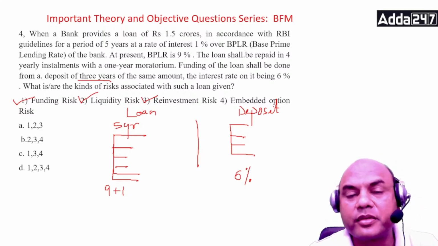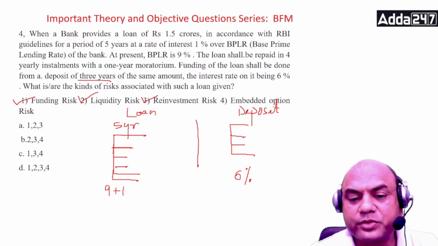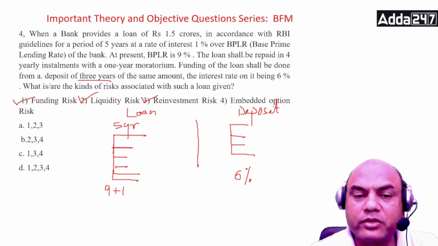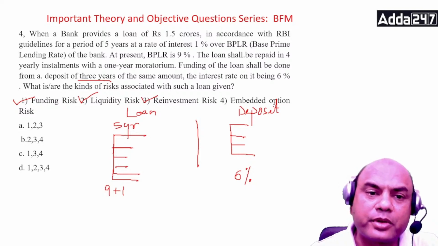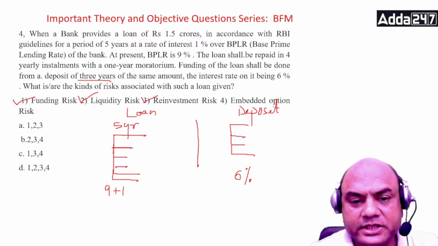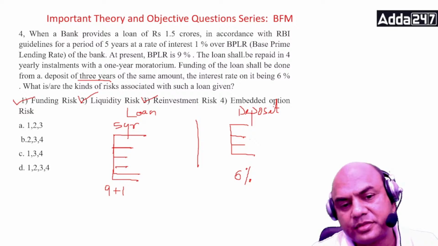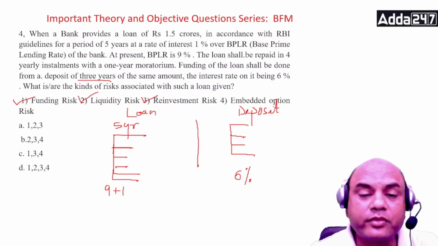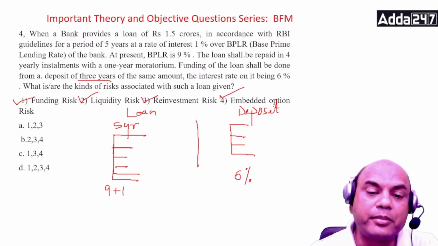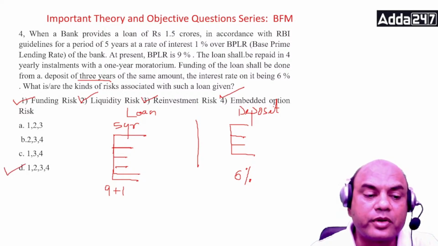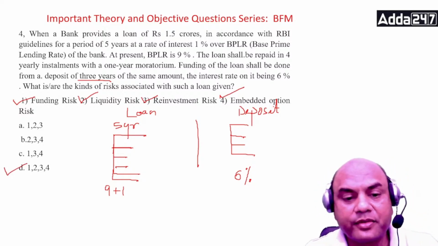Similarly, a deposit holder. This deposit is for 3 years, but tomorrow, within 1 year only, this deposit holder will come to you and say, sir, this is your receipt and I want my money back. You can't say anything. You have to give the money back. So that is embedded option risk. So the answer is all of the above. D. All of them are right.